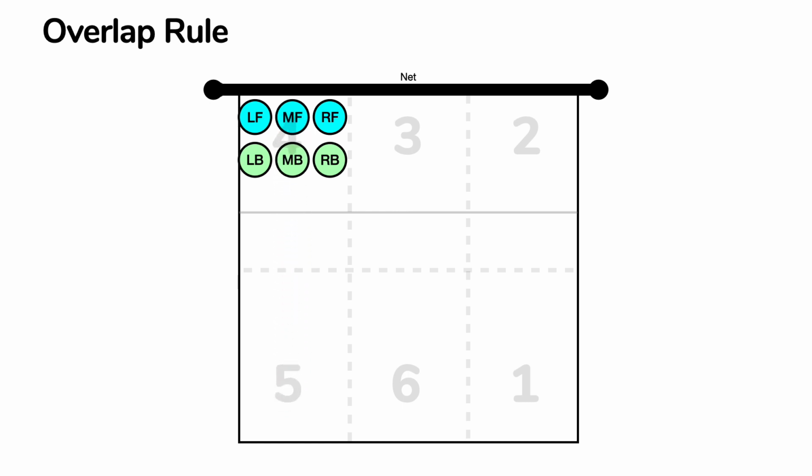Or our middle back player and right back player could shift to the right side, so long as they don't cross over each other or cross in front of the players in front of each of them, everything's fine. So that's a quick overview again of the overlap rule, and we're going to see that in action a little bit in our 6-3 offense.